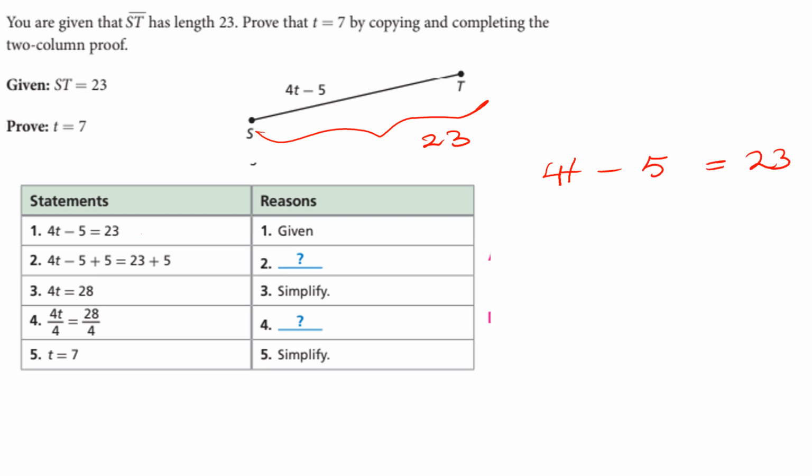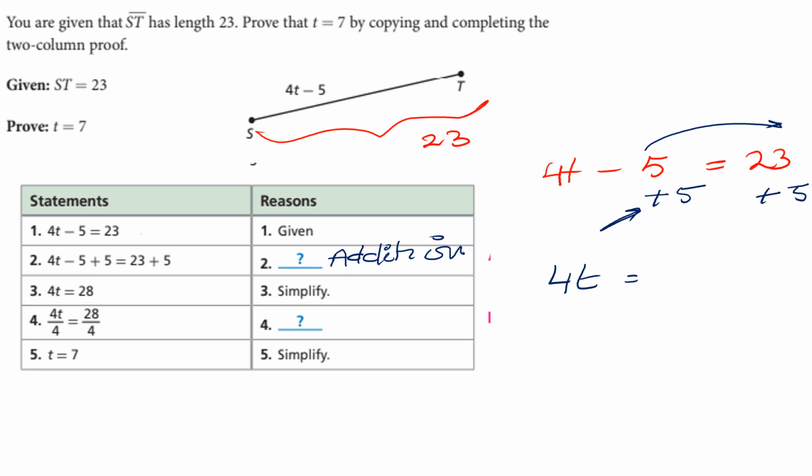So in order to solve for the unknown variable, what do we do first? We bring the negative 5 here. How can we bring it? By adding plus 5 on both sides. So what property are we using? Of course, we are using the addition property of equality. Okay, so now what is left? 4t equals 23 plus 5. I will get 28.